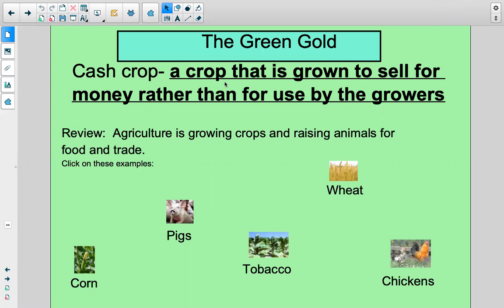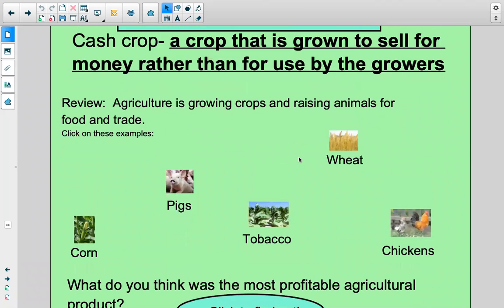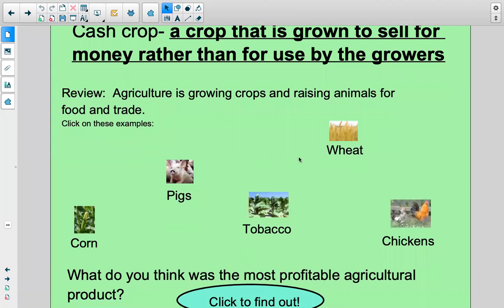So cash crop, and you need to write on your note page, is a crop that is grown to sell for money rather than for use by the growers. Okay, so get that on that top part as part of your note page. And then nothing else on this slide goes on your note page, so you can just take a quick break after you finish that and listen.